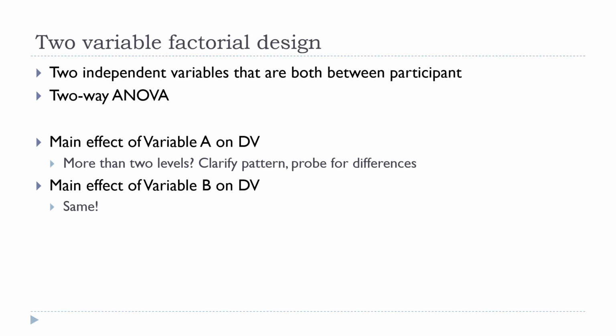And if you have more than two levels, your pattern is going to be a little bit more complicated. So I want you to be a little clearer about the pattern and to recognize you'll have to probe for differences in order to see where they are, rather than just doing a simple contrast between those two groups. Likewise with the main effect of variable B on the dependent variable. You want to specify which level is higher in your hypothesis, and if you have more than two levels, just go ahead and clarify what you think that pattern should be.